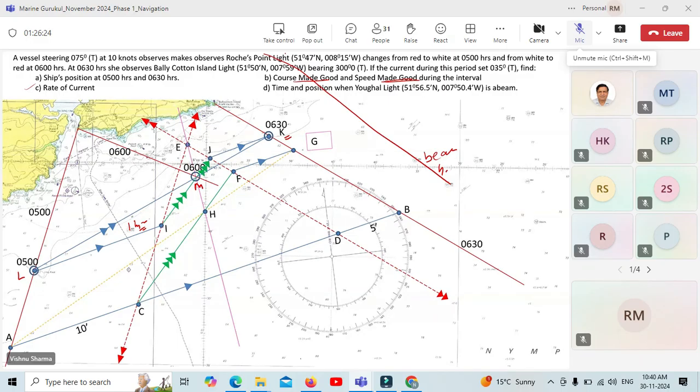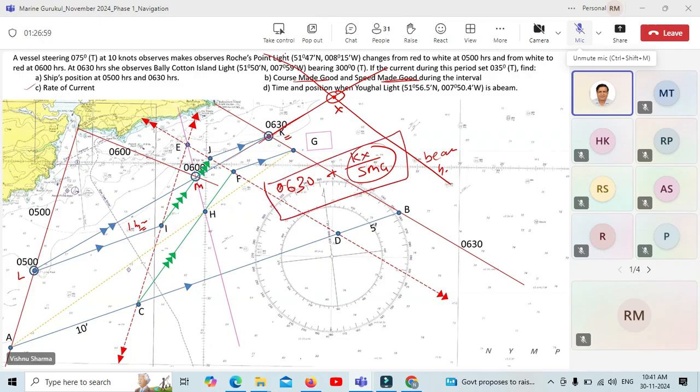Extend the CMG line. Okay, I extend this CMG line here. Then is this the position? Yes, X, sir, is the position. So you'll give the lat long of this position. How will you find the time? You'll measure distance KX. At 6:30 you are at K, abeam is X. KX divided by SMG will give you the time, plus 6:30 will be the time when the Yogal will be abeam. Yes or no, beta? Am I right? Yes, sir. Correct.